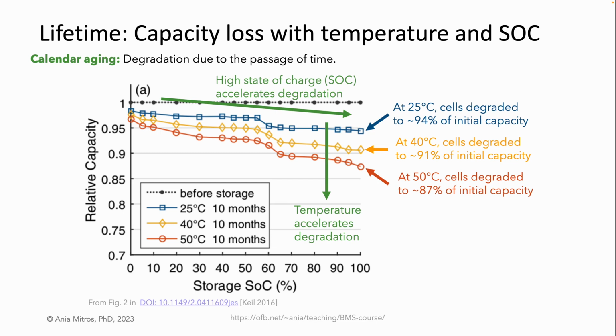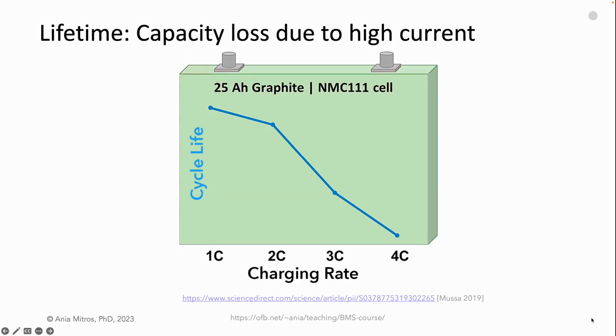Temperature accelerates capacity degradation. High currents also accelerate degradation. For example, this study varied the charge rate of NMC cells and assessed cycle life. A 2C charge rate caused mild degradation, while a 3C charge rate resulted in dramatically worse cycle life, and 4C caused catastrophic failure. We'll look at the study in more detail in the lecture on cell behaviors.